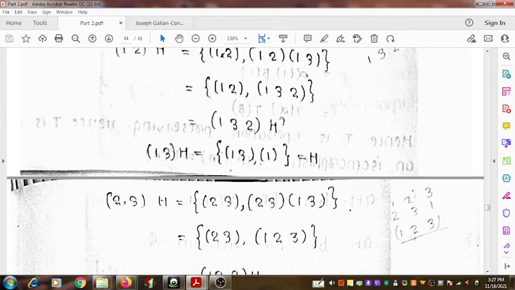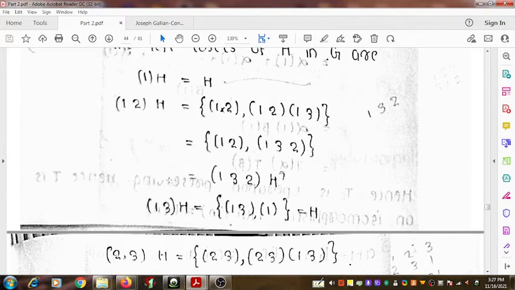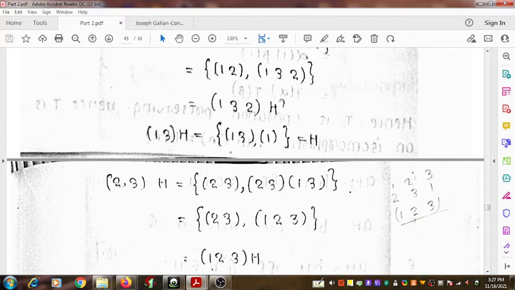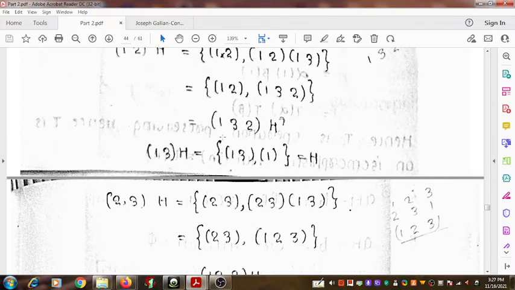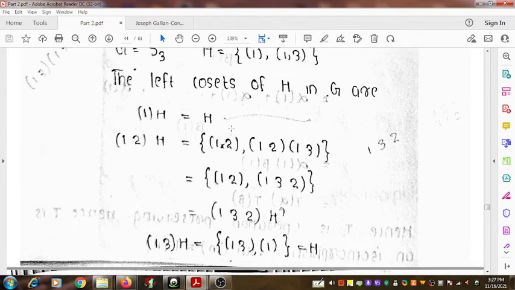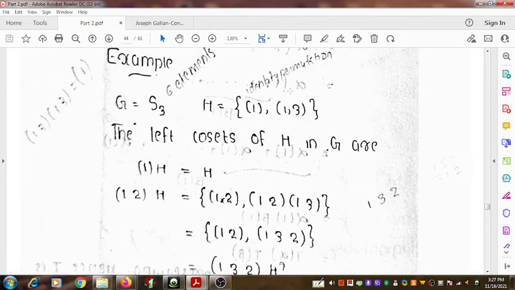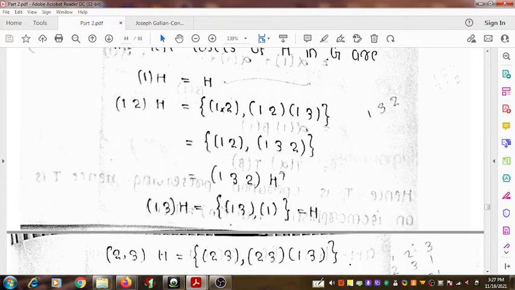Again, you can consider (1 3) into h. (1 3) is another element of the group. So (1 3) into h equal to (1 3)... You see, h is again the subgroup, identity and (1 3), cycle (1 3). When 1 is the identity element, since this is the identity element, so when 1 is multiplied by (1 3), you get (1 3) there.